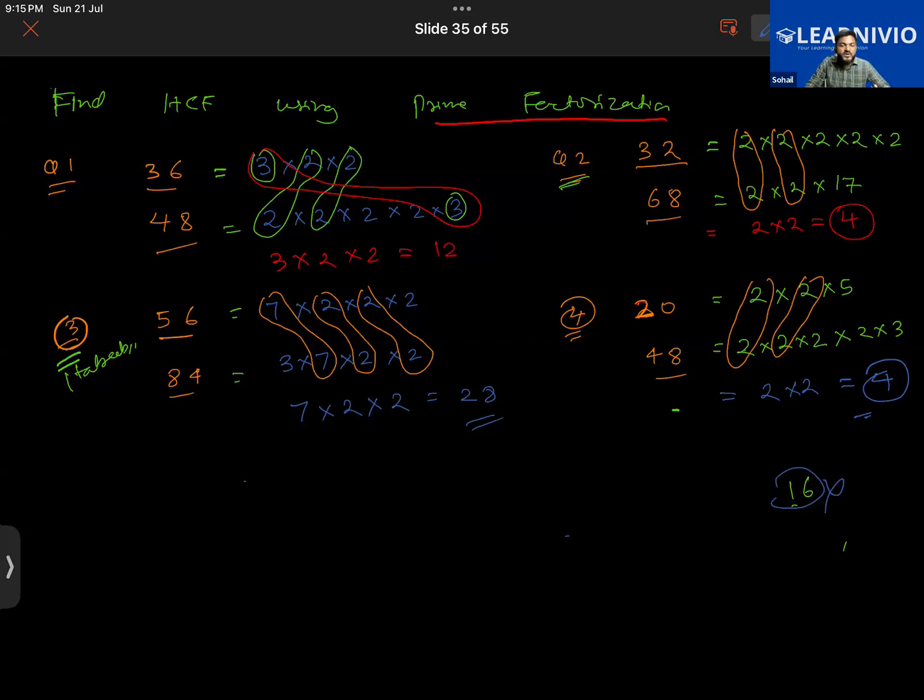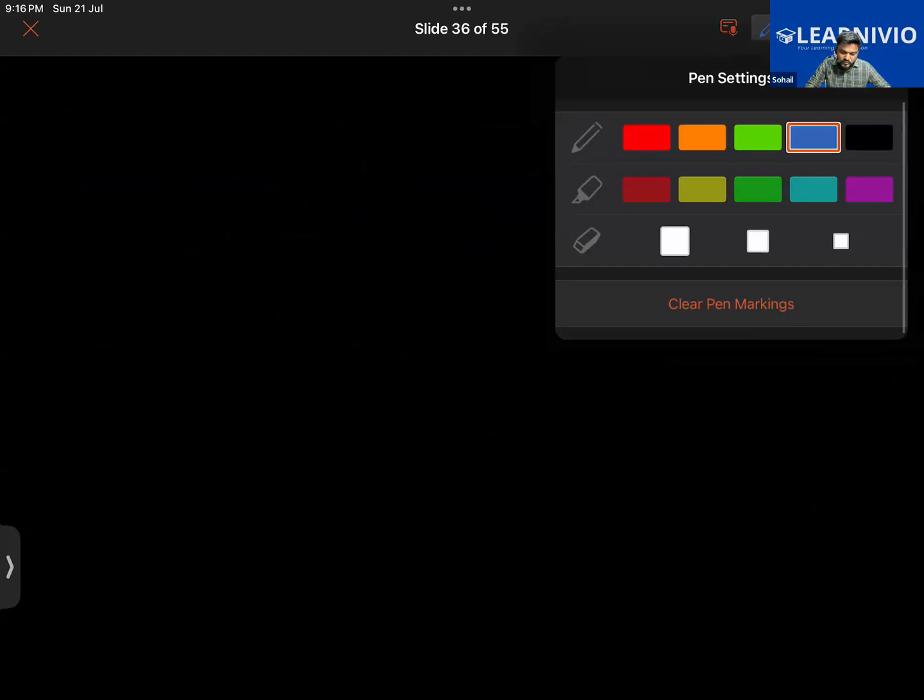Is this topic clear to both of you, how you can find the HCF using the prime factorization method? Yes, it's clear. Okay. Let us do one more thing. How about we take some more numbers? I'm giving you one more question to solve. Then we will be continuing with the next method.